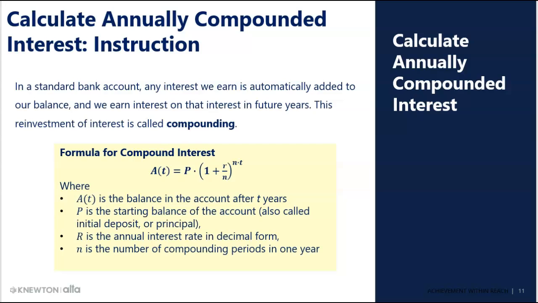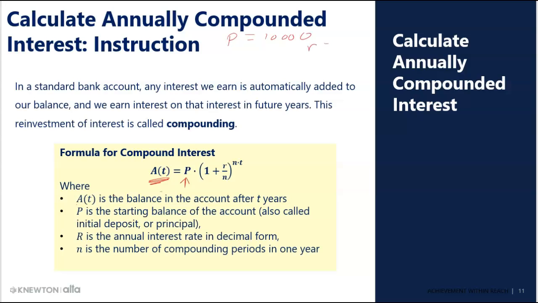Here it is. It looks kind of complicated, but don't panic. It's just order of operations. You have a calculator to do this. A of T is the balance in the account after T years. So this is the amount at the end. P is the amount you start with at the very beginning. So in our case of what we just calculated, the P would be 10,000.